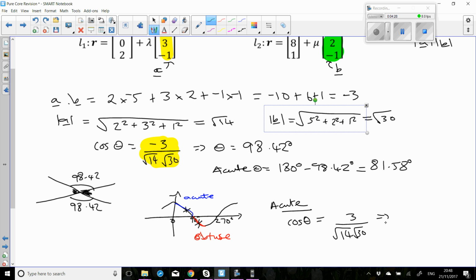And if you get your calculator out and do inverse cos of that, it will indeed tell you directly that the angle is 81.58 degrees. So, don't worry if you forget that, or if it confuses you, just do inverse cos, get the angle, take it away from 180, you'll get the same answer, and it won't take you much longer.